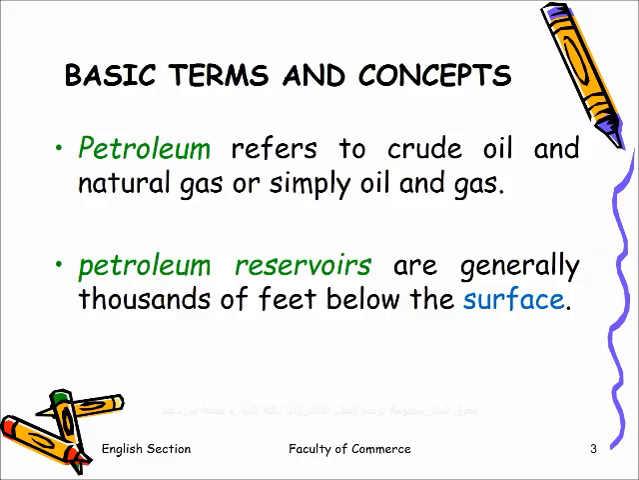First of all, we need to know what is petroleum. Petroleum refers to crude oil and natural gas, or simply oil and gas. The first term is called petroleum. Petroleum refers to crude oil and natural gas, or simply we can say oil and gas rather than petroleum.